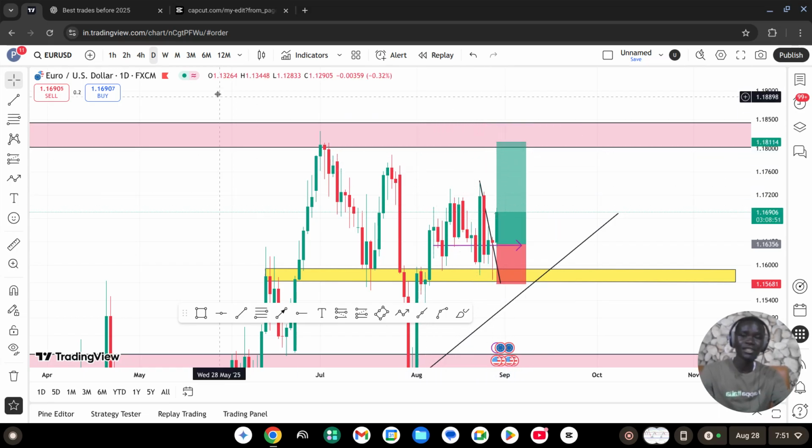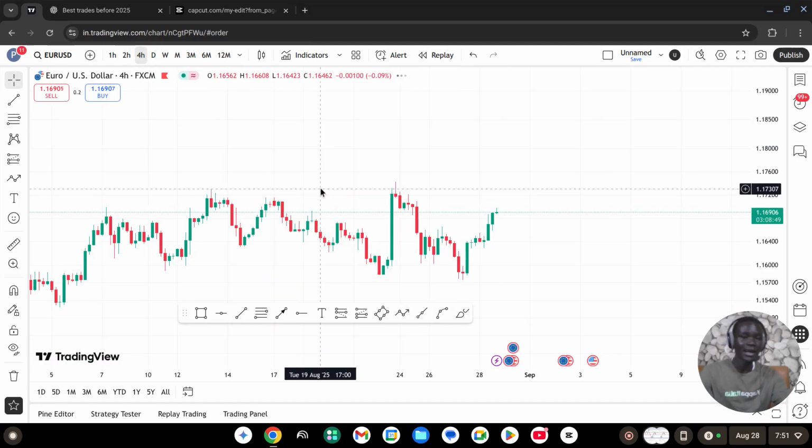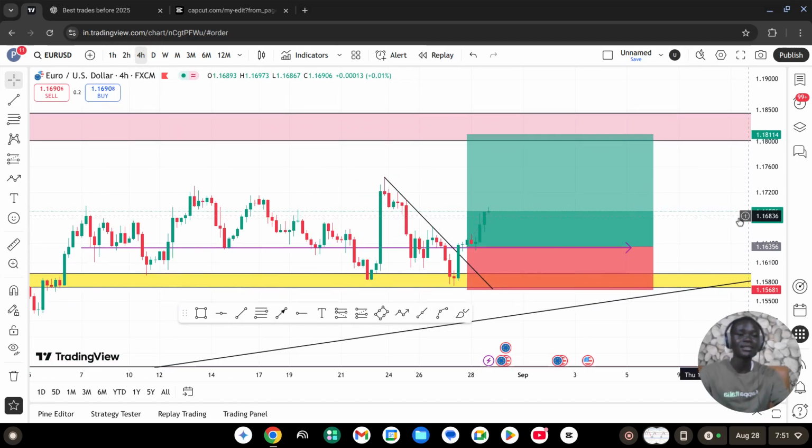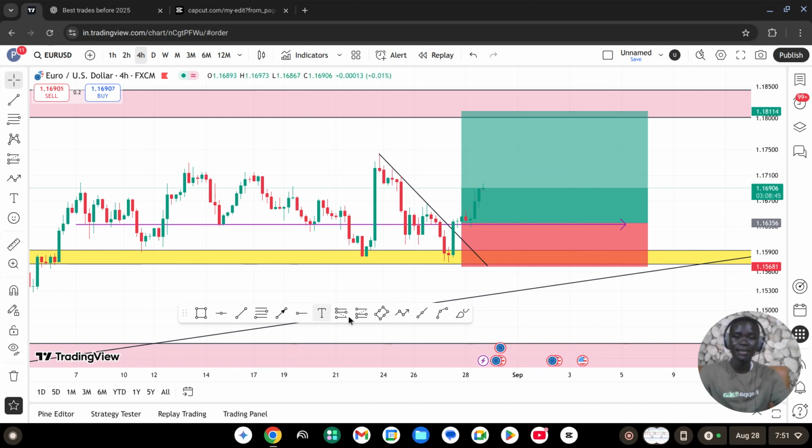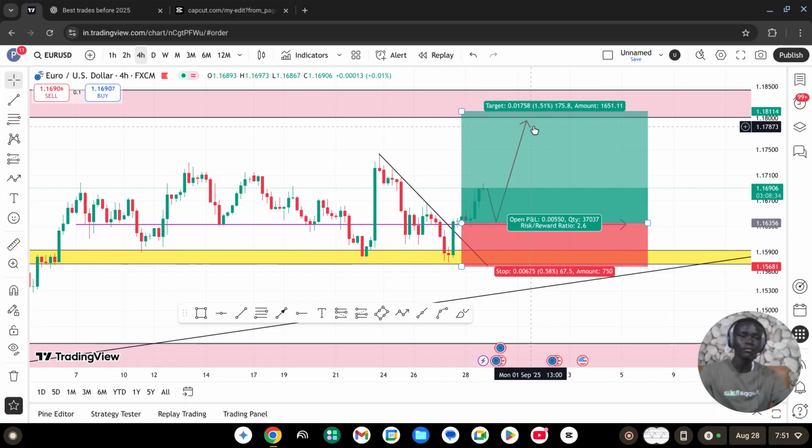So I don't see much. If you come to the 4 hour, I can see the market might or might not come and tap onto this here once more before it continues with this kind of entry, guys. So let's just be patient and wait. Sorry, guys.